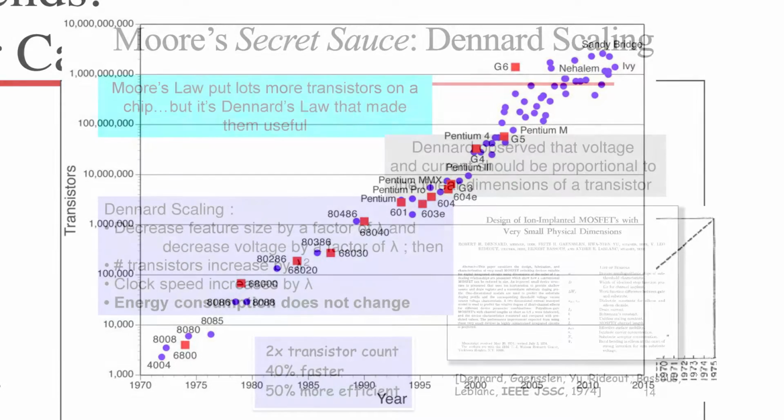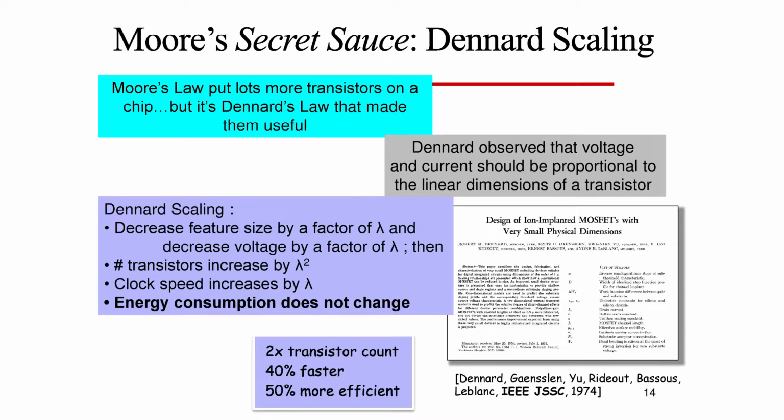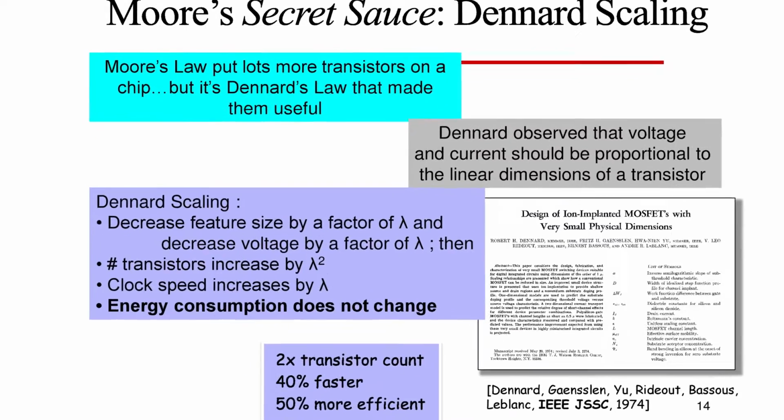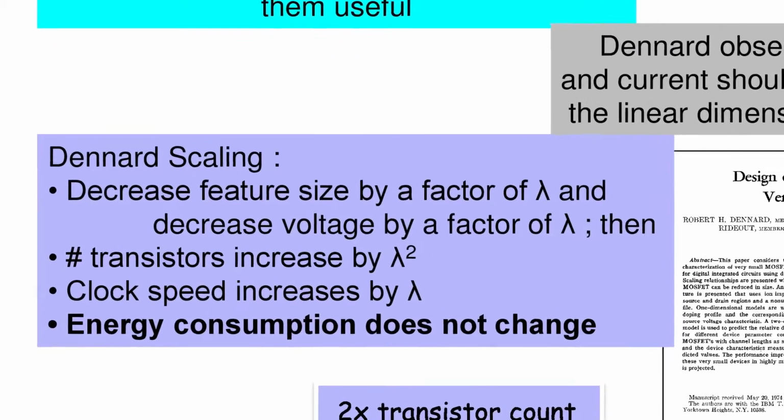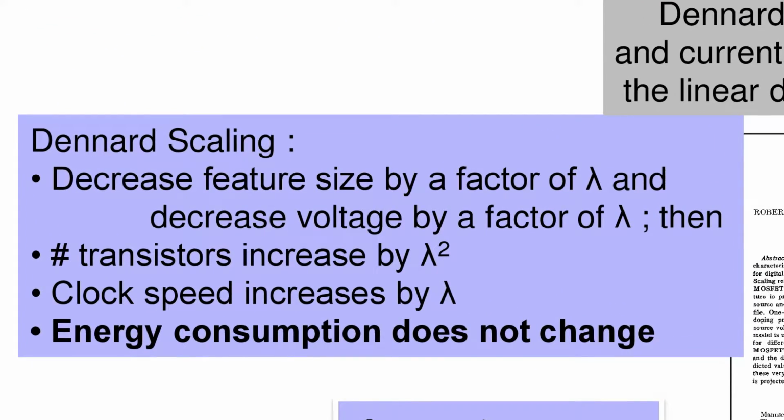That enhances everything. But the real secret sauce is not Moore's law; it's Dennard scaling. So Robert Dennard was a researcher at IBM, and he made this claim. He said, look, we can scale things in a certain way. We can decrease the feature size by some factor and decrease the voltage by that same factor, and the number of transistors are going to increase by that factor squared. Right? So we got things on the chip growing at that rate. We can increase the clock speed by that same factor, and the energy consumption is exactly the same. So that's an incredible situation.